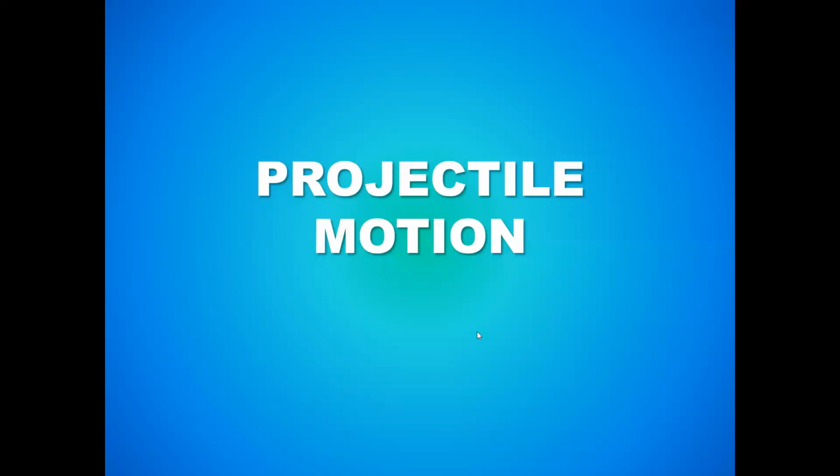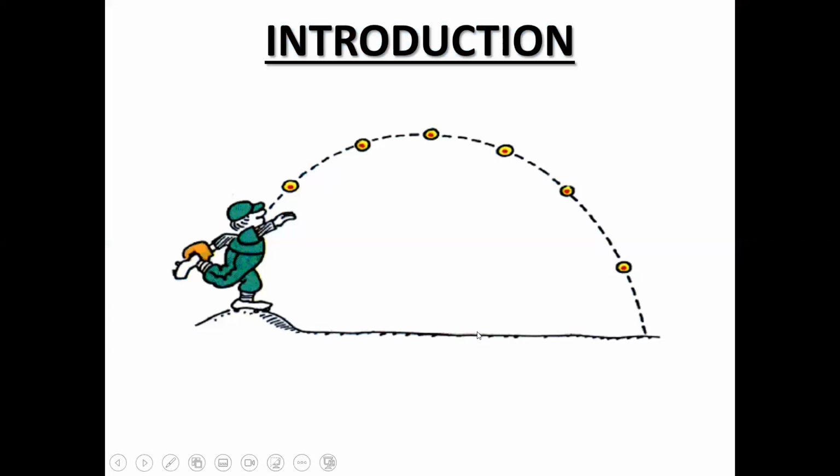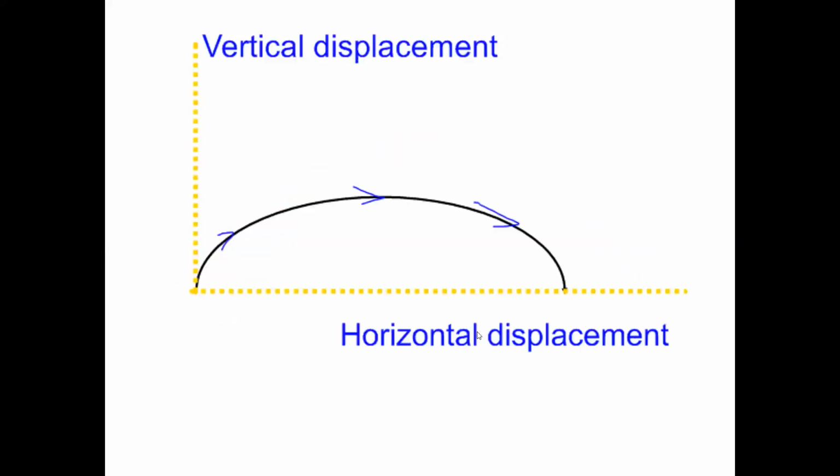Projectile motion. We are putting the first concept. Projectile motion is an example of two-dimensional motion, a horizontal and a vertical motion. Now, the idea comes here, how there are two motions here. If you throw a ball like this, there is a horizontal displacement and there is a vertical displacement. So when you throw a projectile, it travels in two dimensions.